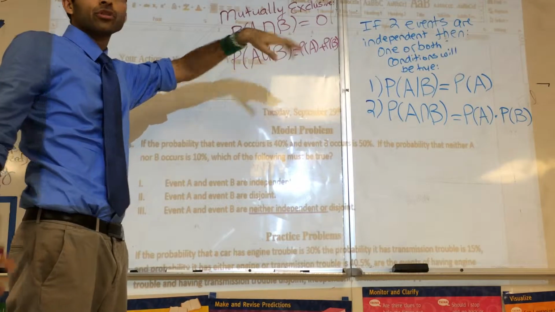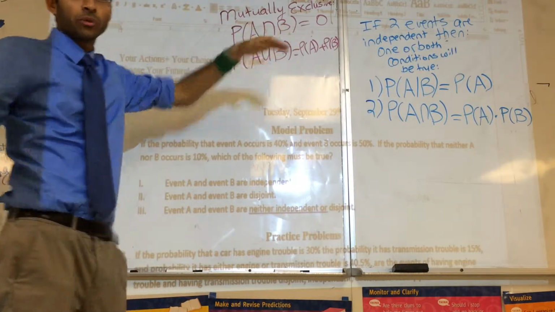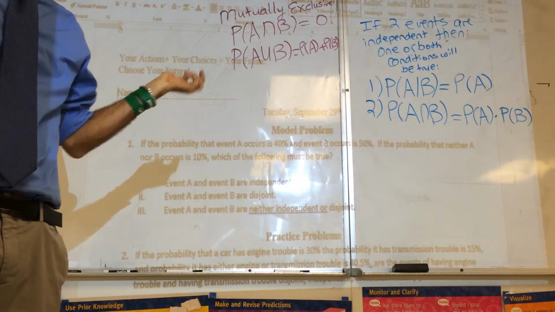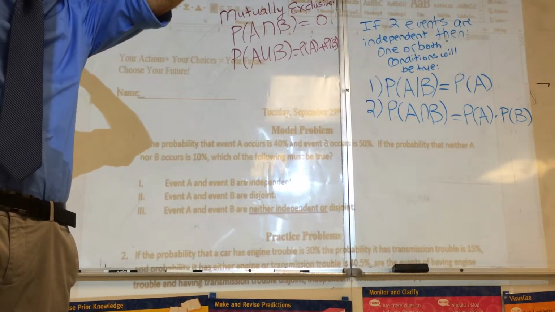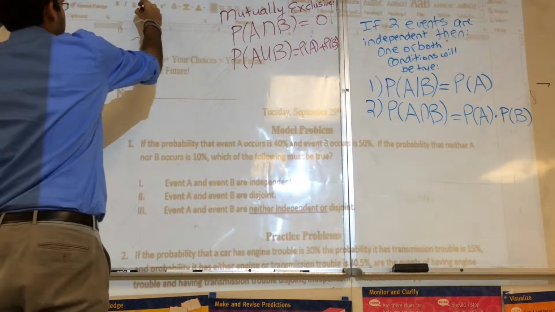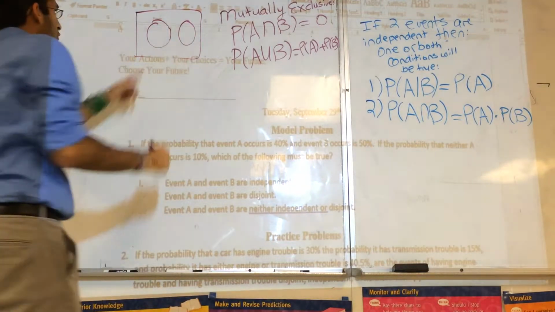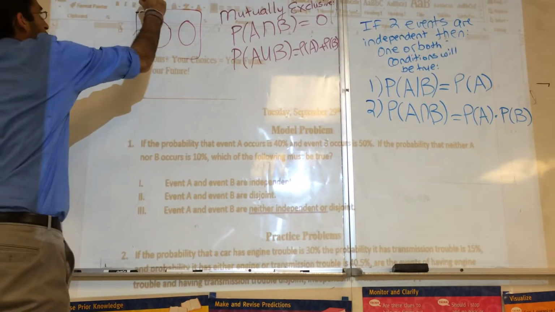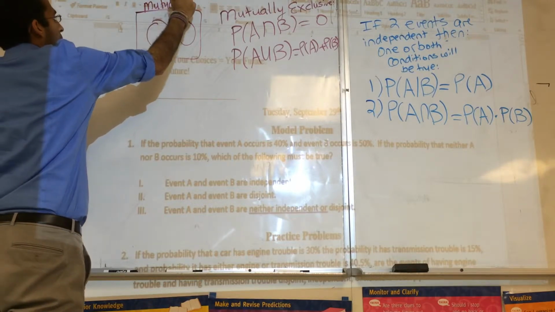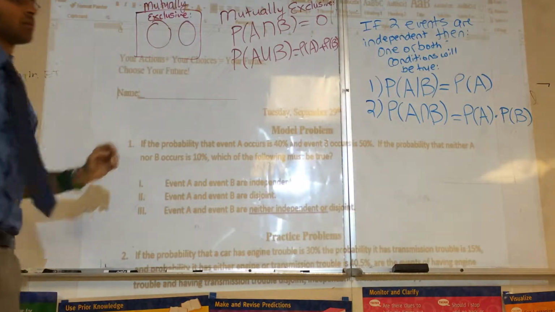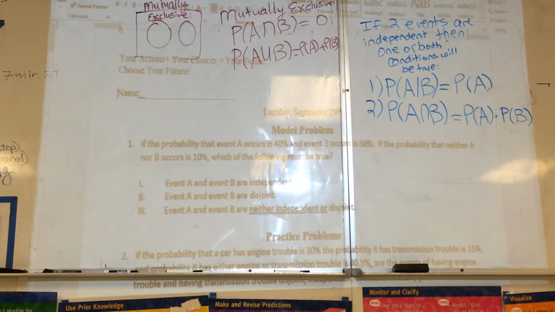If two events are not mutually exclusive, remember we subtract this area because we don't want to double count. But if they're mutually exclusive, there can't be any double counting because they never happen at the same time. It's as if the two Venn diagrams never intersect. Mutually exclusive Venn diagrams look like this. Here's one, here's the other. They never intersect. This is mutually exclusive.